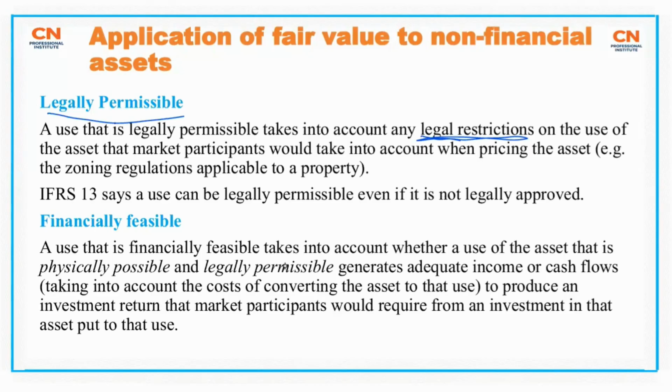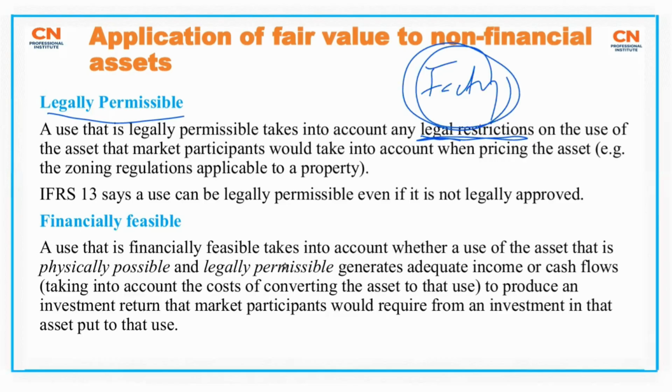Example, the zoning regulations applicable to a property. So we have certain types of assets that cannot be used in certain areas. For example, in certain locations, you can't put up a factory. So if you can't put up a factory, then it is not legally permissible, and therefore you can't determine the fair value of that land using the value for a factory, because it is not legally permissible.